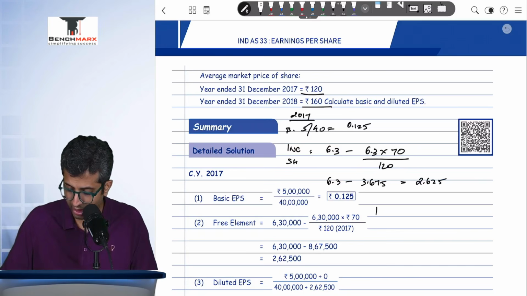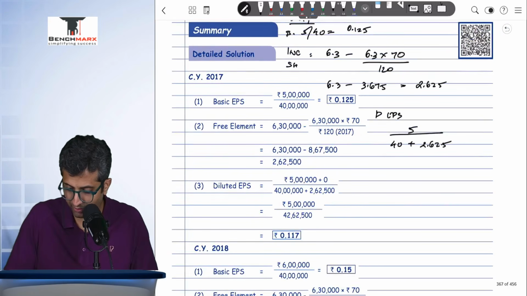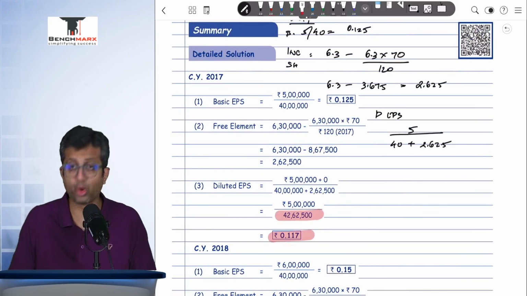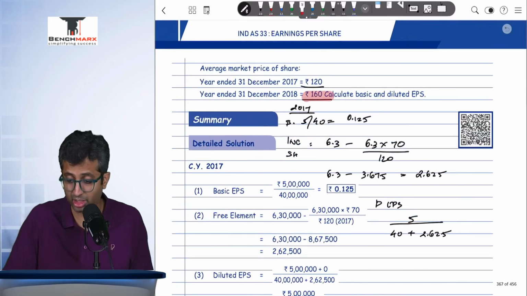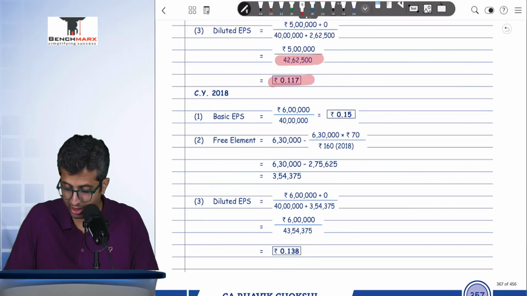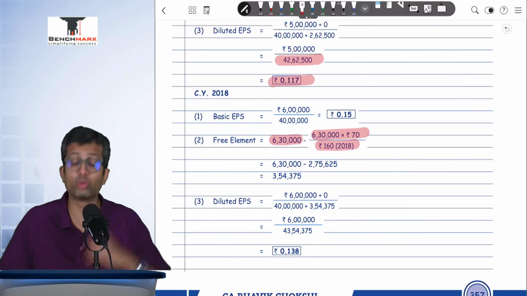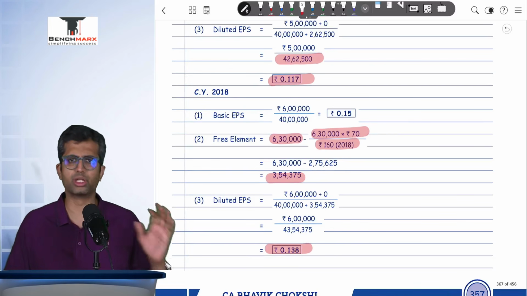And hence, when you calculate your diluted EPS, in my numerator I will still have the same 5 lakhs. In the denominator, I will have 40 lakhs plus 2.625. And hence, 42 lakh 62,500, and 0.117 will be your diluted EPS. The same working you will do for the next year 2018, just that over here your incremental shares will change because the average market value is different. When I find the incremental shares, I'll take 6 lakh 30 into 70 upon 160. And hence I will land up with 3,54,375 incremental shares, and that will help me calculate the diluted EPS.